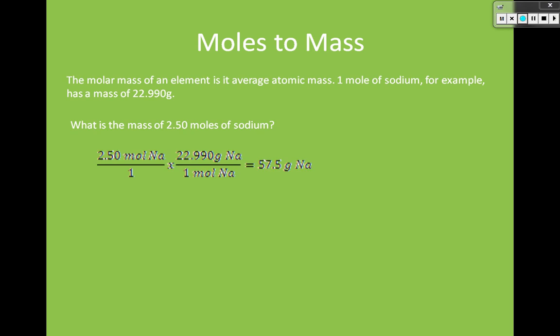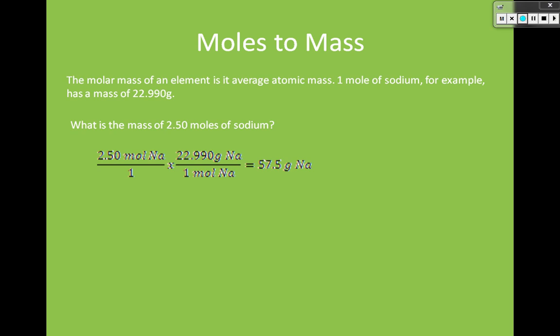So you should have gotten 2.50 moles of sodium. And then our conversion factor in this case comes from up here and also from your periodic table, but I did give you this one where we said 1 mole of sodium equals 22.990 grams. So in order to cross cancel, we want our moles of sodium down here. 1 mole is 22.990 grams of sodium, giving us an answer of 57.5 grams of sodium. And so we could say 2.5 moles of sodium equals 57.5 grams of sodium.